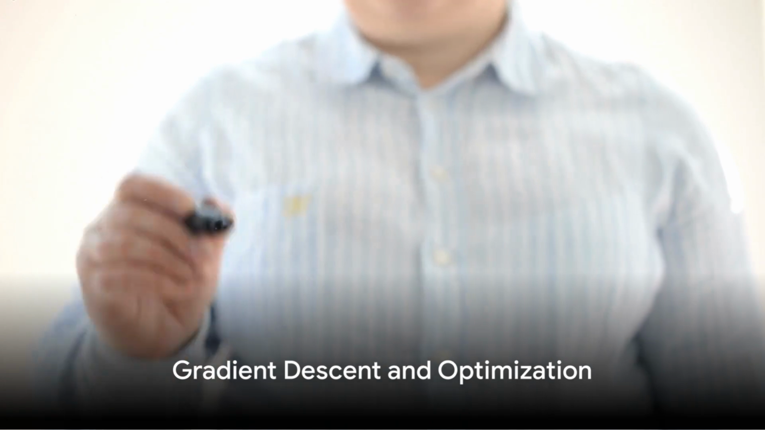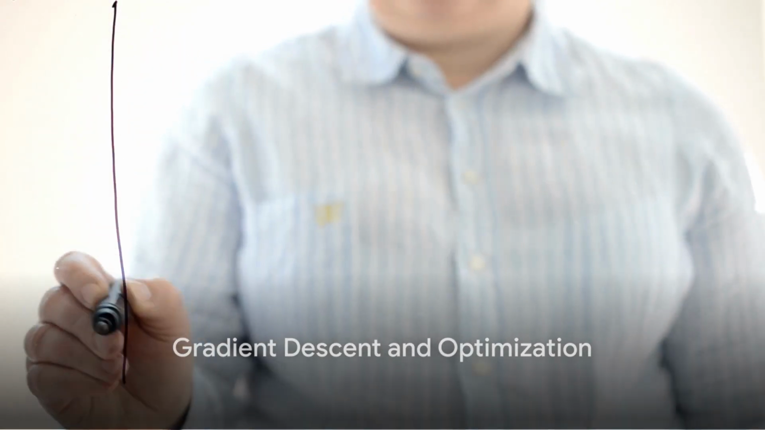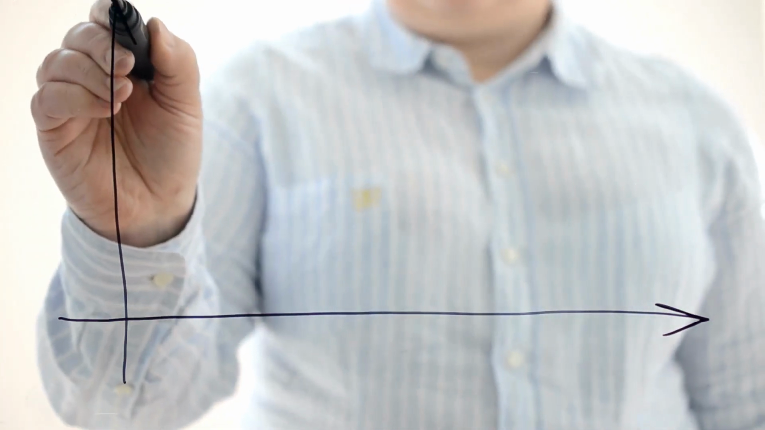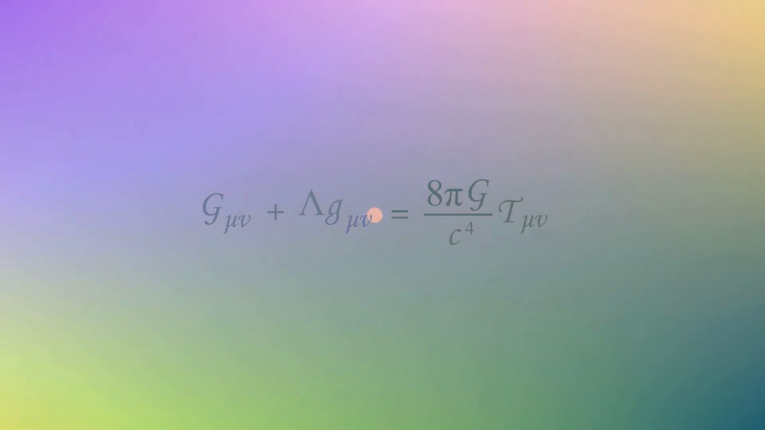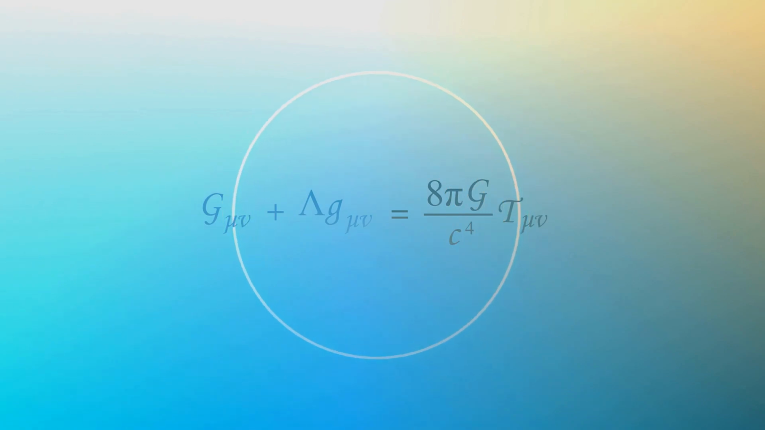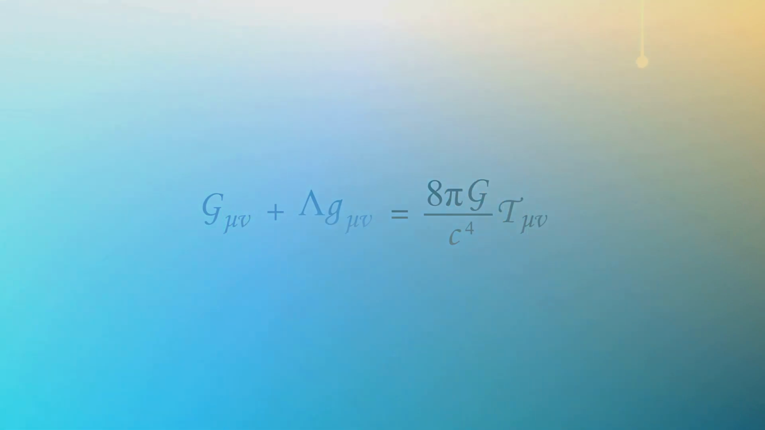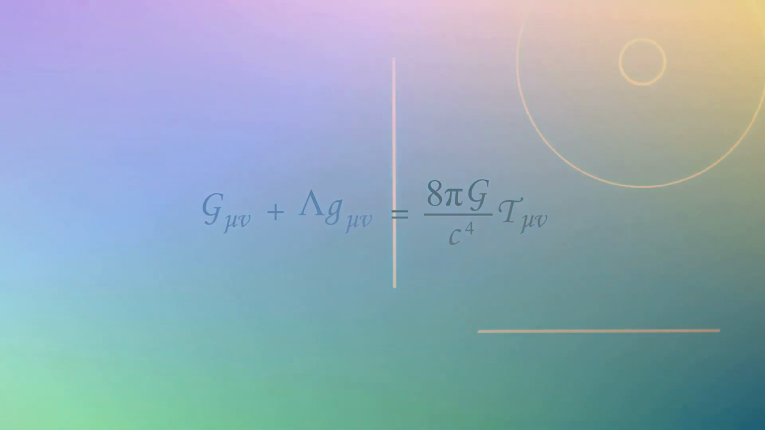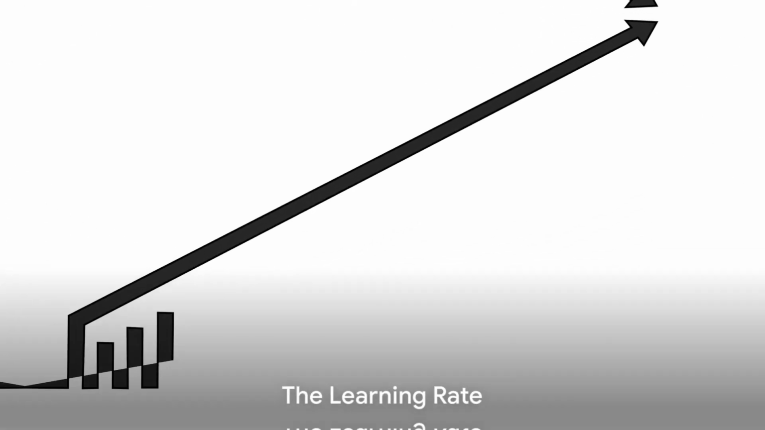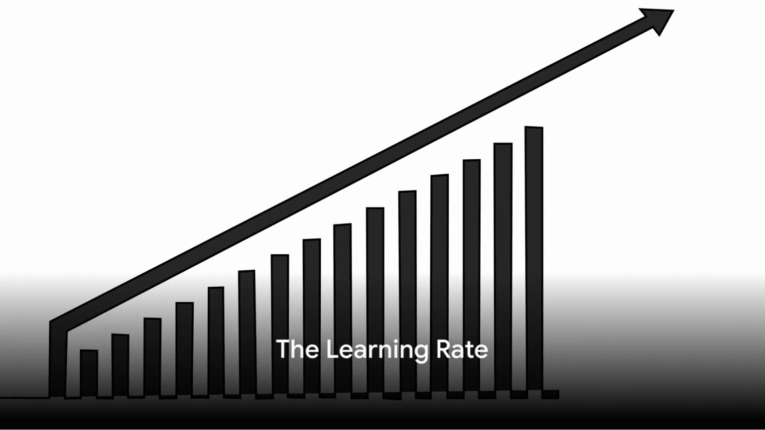But how do we go about minimizing this cost? Enter gradient descent, the optimization algorithm that helps us find the minimum of our cost function. The idea is straightforward. Start at a random point on the cost function curve, calculate the gradient, or the slope of the curve at that point, and then take a step in the opposite direction of the gradient. This process is repeated, updating our model parameters each time until we reach the lowest point or minimum of our curve. Yet determining the size of these steps is crucial.